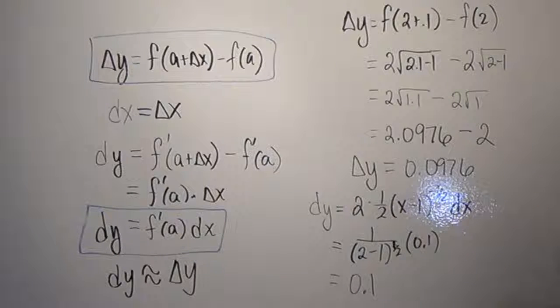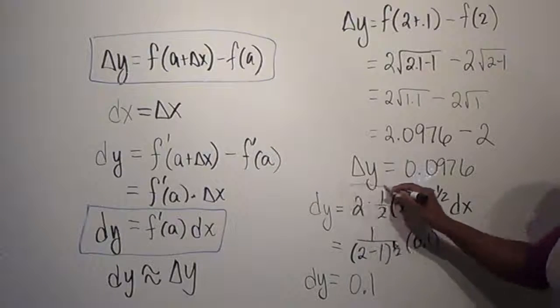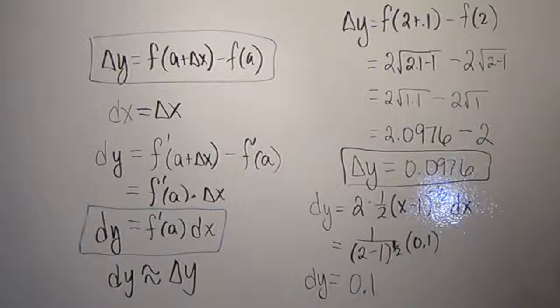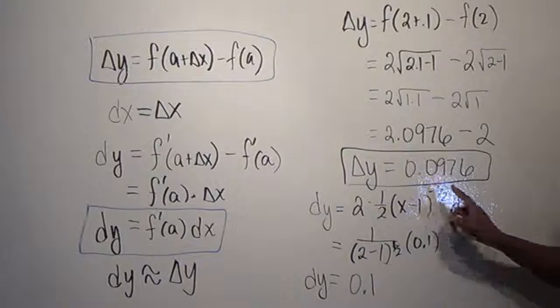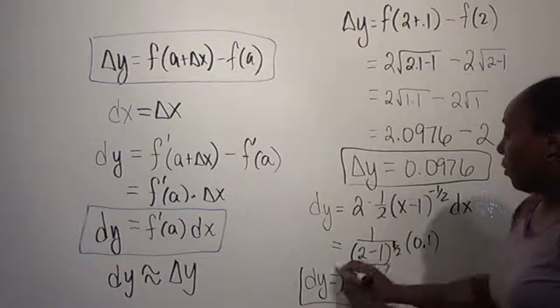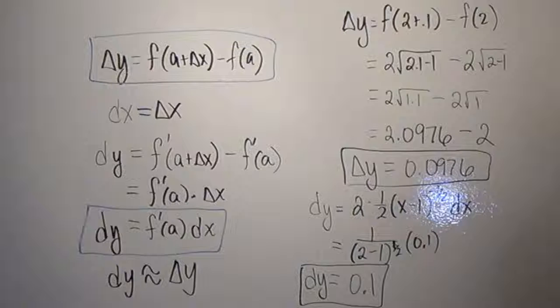Now again, if we look at our two values, our delta y was 0.0976. If we round that up, that's about 0.1. And our dy was 0.1. So these are relatively close together.